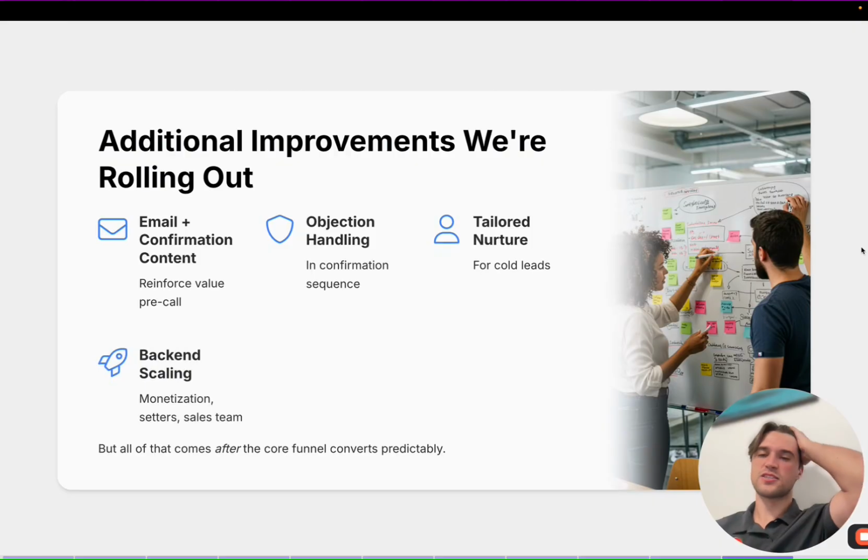So some additional improvements we're also going to be rolling out after we do the video sales letter is going to be email and confirmation content. So again, we're going to get all this information from these sales call transcripts: objections, questions, concerns, all this stuff. And you can't really handle it all in the video sales letter. So what you do is you start hitting them with it in email. There are content remarketing strategies that you can use, and you want to start answering some of those other questions.